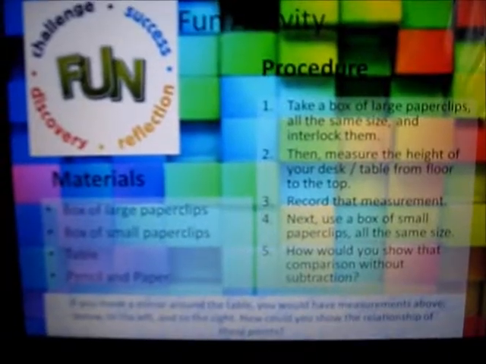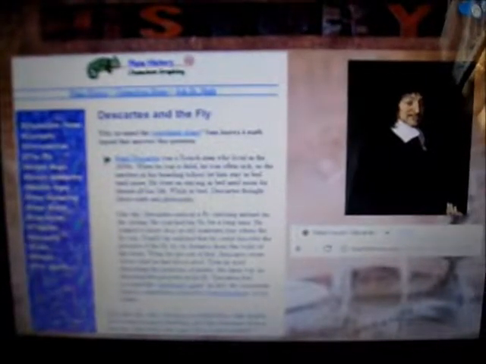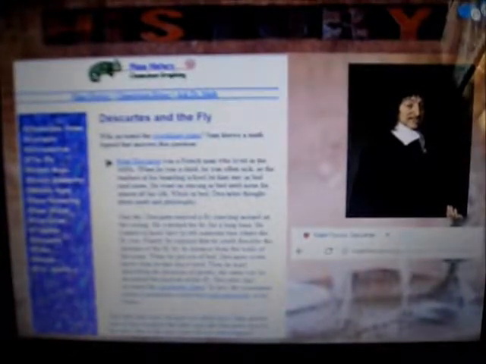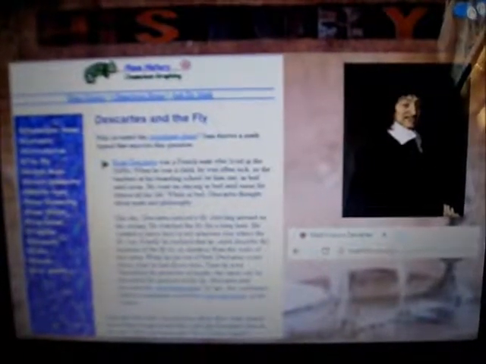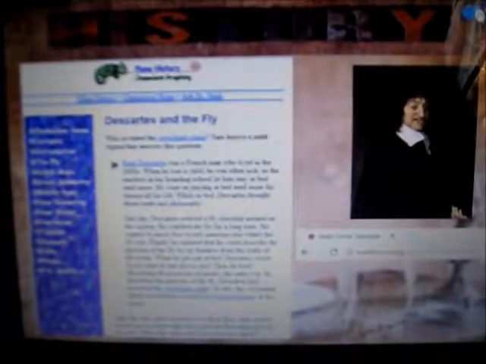Now let's look at some history. To your right is a picture of René Descartes, a Frenchman who lived in the 1600s. When he was a child, he was often sick, so the teachers at boarding school let him stay in bed until noon. He went on staying in bed until noon for almost all his life. While in bed, Descartes thought about math and philosophy.